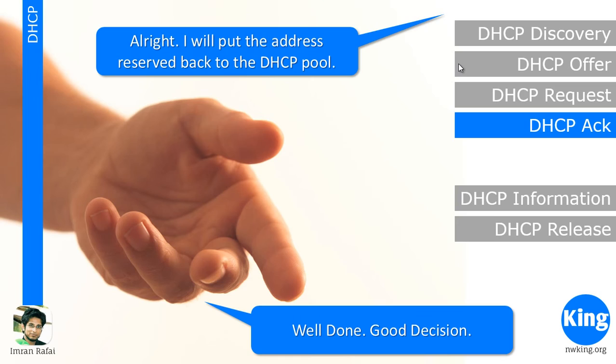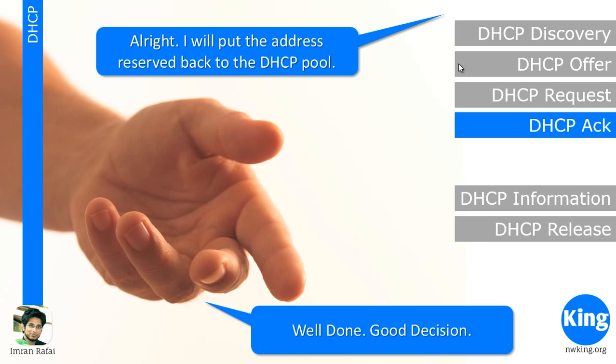But the client, the machine, your computer, your laptop, whatever, doesn't have enough time to send the DHCP release message. So in the DHCP process, DHCP release is not a mandatory step, right? The mandatory steps are DHCP discovery, DHCP offer, DHCP request, and DHCP acknowledgement. So that is how an IP address is configured.